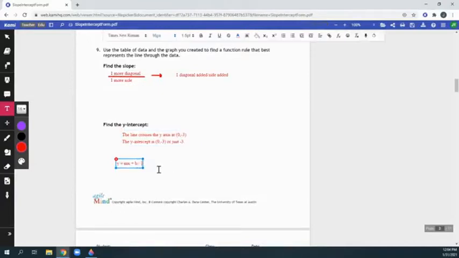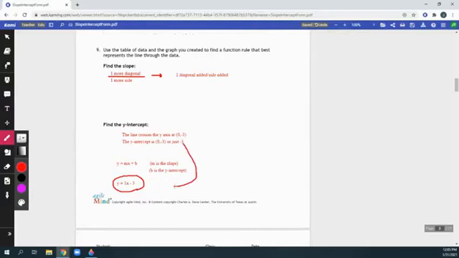So m is the slope and b is the y-intercept. Okay, so what does that mean? I'm going to take my slope of 1 and a y-intercept of negative 3, and that's going to create the formula. I'm going to put in that my slope was 1 plus negative 3. That's the same thing as just minus 3. That right there is a formula for this graph.